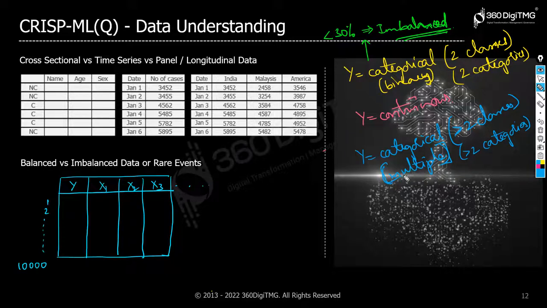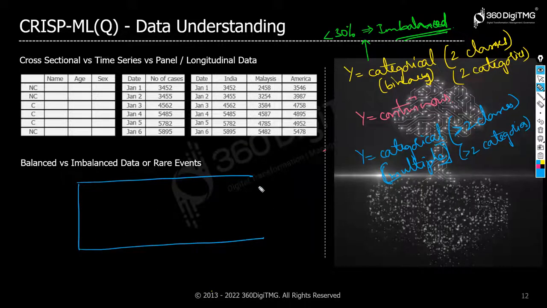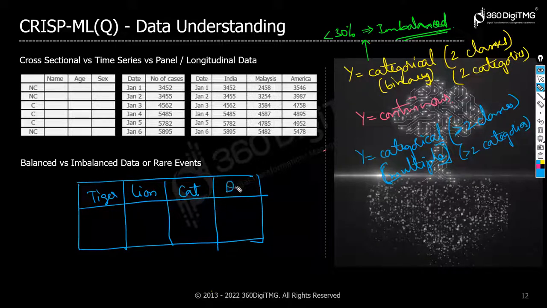Here, there is no thumb rule as such, friends, especially when you have multiple categorical data, where the output variable has more than two categories. It goes by common sense. For example, say you have a specific data set, and you have images of tiger, lion, cat and dog. Just as an example, I'm taking this, just to push my idea through.